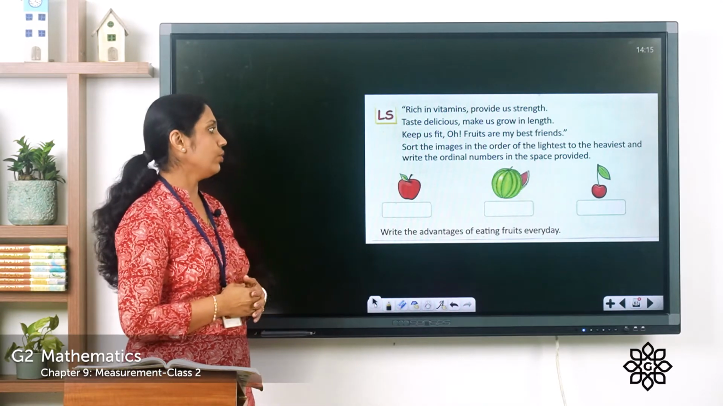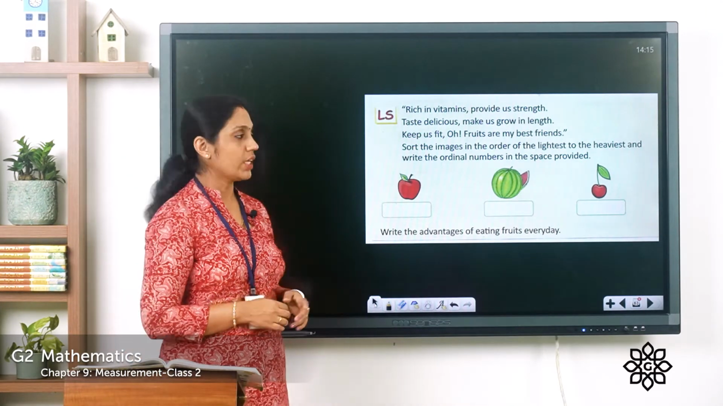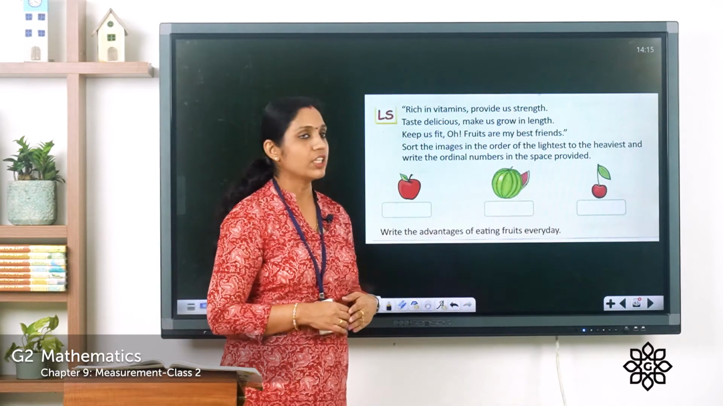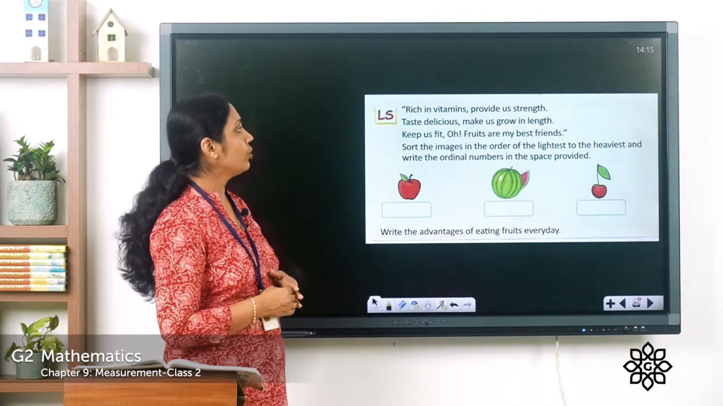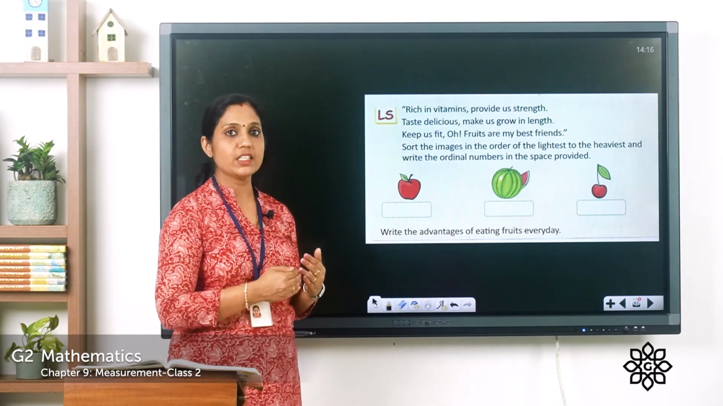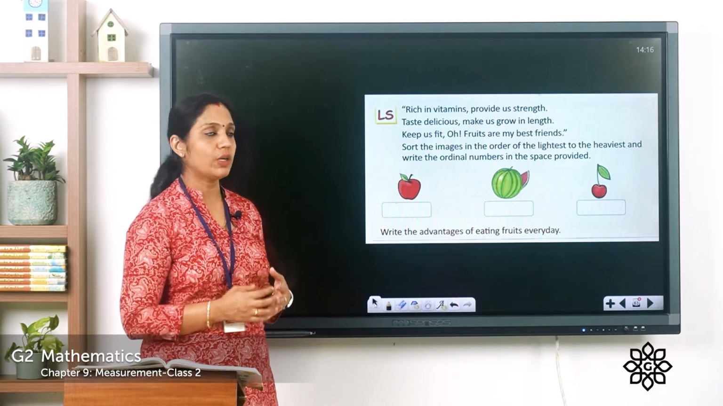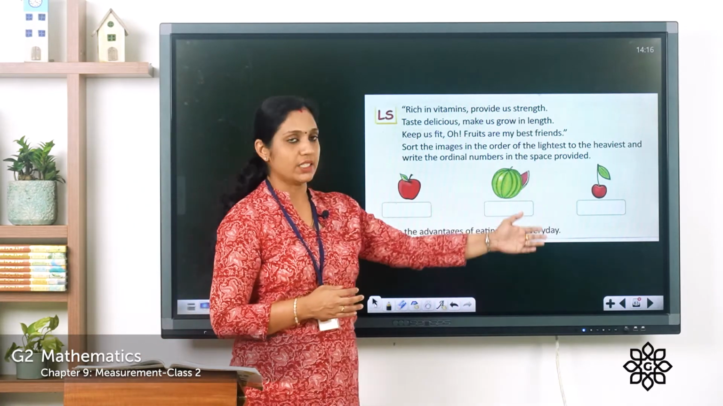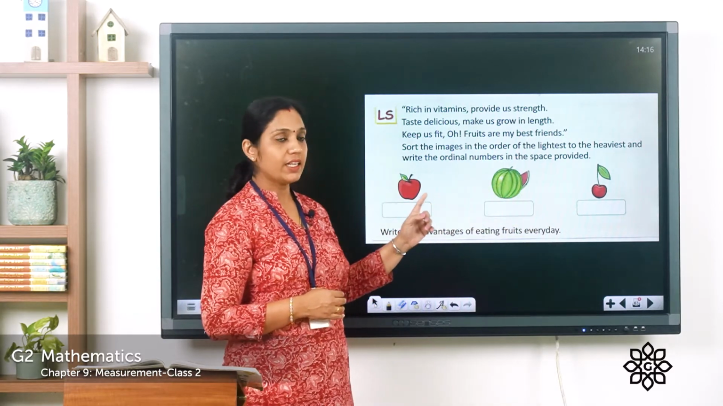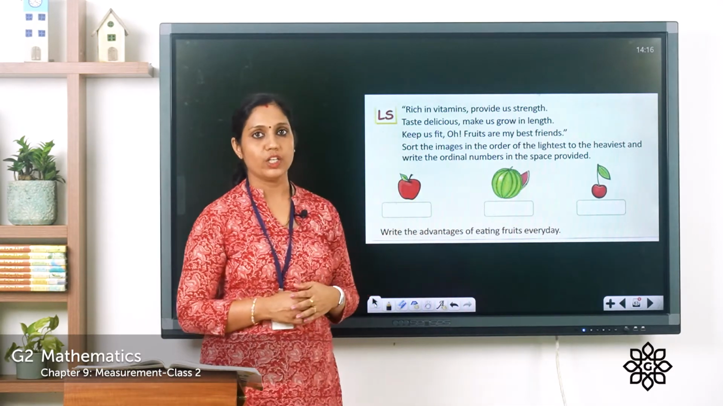Now what you have to do? You can see images here. You can see an apple, watermelon, and here a cherry. So now what you have to do, you have to sort the images in the order of the lightest to the heaviest. So which one will be the lightest object among these? It will be first cherry, then apple, and then watermelon.